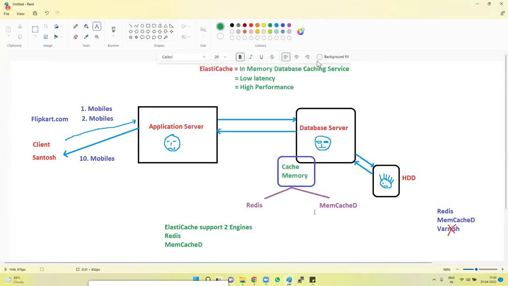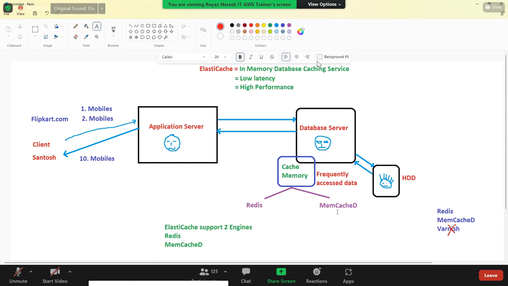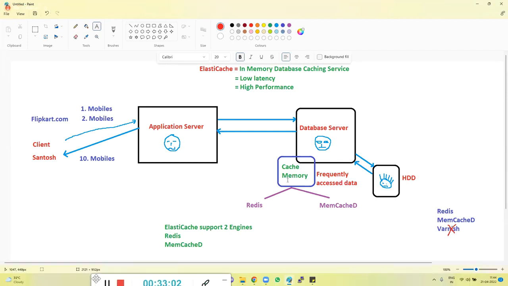Understood how this works? And guys, all the frequently accessed data is stored in this place, right? So you can use either Redis or Memcached. What are the differences between these two? Why do we use them, how do we use them, how to configure all these things? We have so many things. When we go deeper into this, then we'll talk about all these things. Do you understand the overview of ElastiCache?